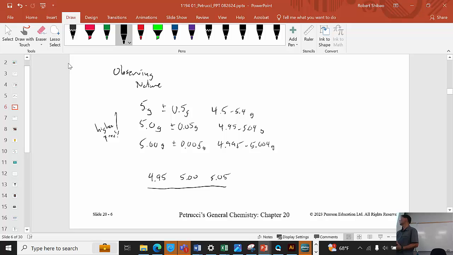So let's say I'm weighing an object. Versus this, let's say I had a 4.54 and then a 5.15 and then a 6.03. If these were the same object, then there's a huge difference in the precision between these sets of data. And so this would be higher precision here, and this would be lower precision.